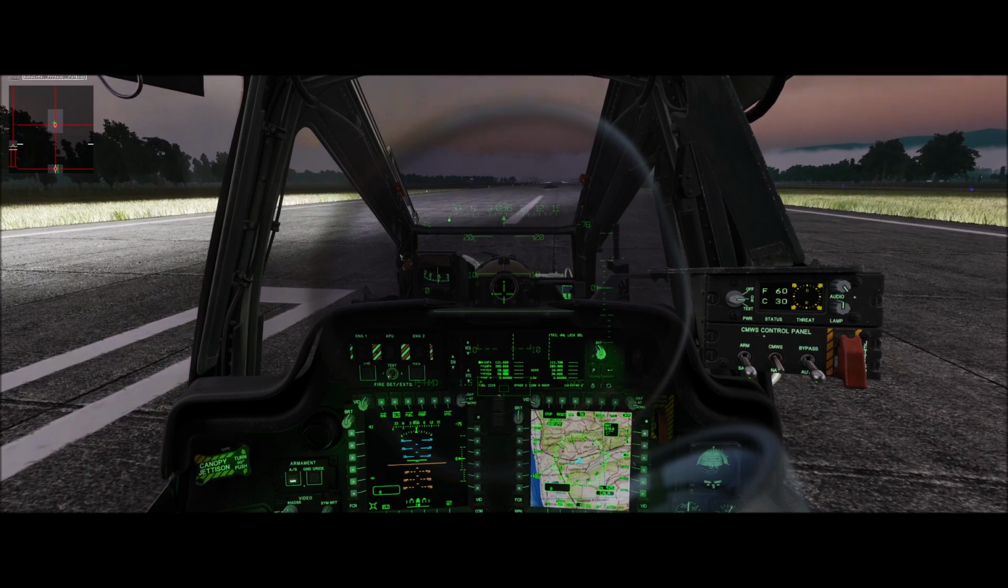So I hope that helps with the ADF, NDB navigation, and an ADF approach into an airport. And we'll see you on the next one.